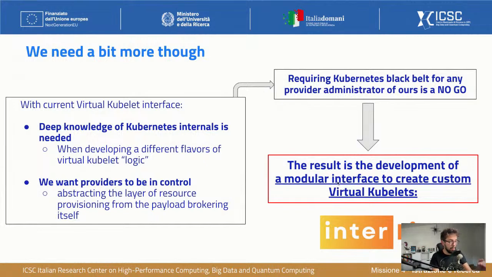So we ended up creating interLink. You can imagine interLink as a way to streamline the creation of Virtual Kubelet providers, meaning creating in the most efficient way different custom logic for your virtual nodes.